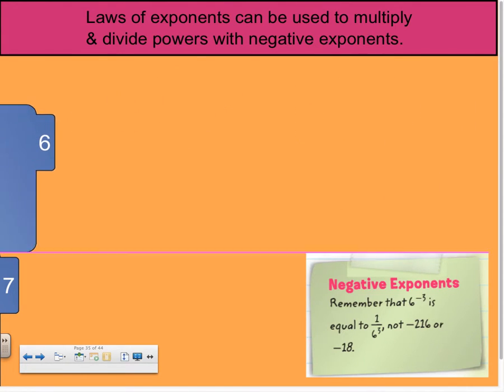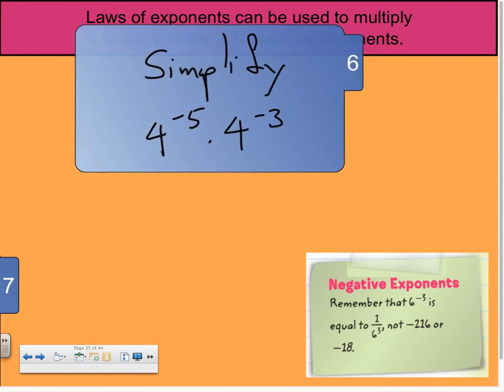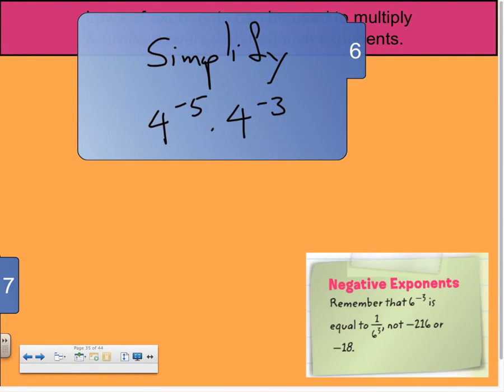So, let's take a look at this one. If we're simplifying this, 4 to the negative 5th times 4 to the negative 3rd. Do I have the same base? What is it? 4. What operation do I have? Multiplication. When I have the same base and it's being multiplied, what do I do with the exponents? I add them. So, what would negative 5 plus negative 3 be? Very good. Negative 8.